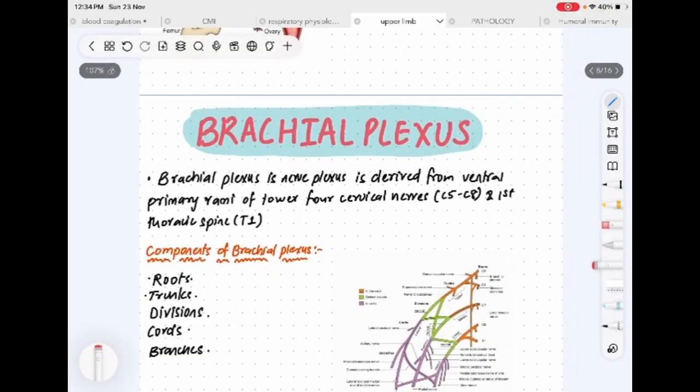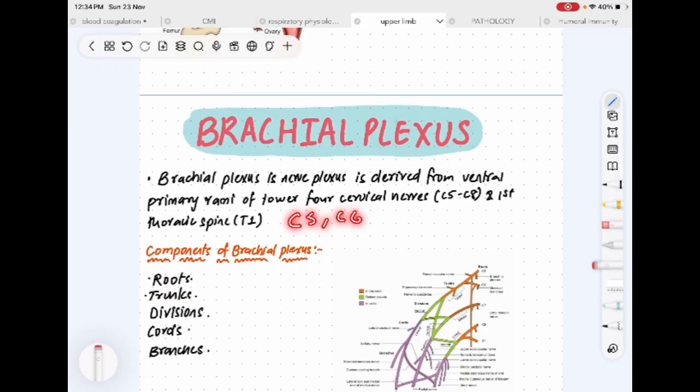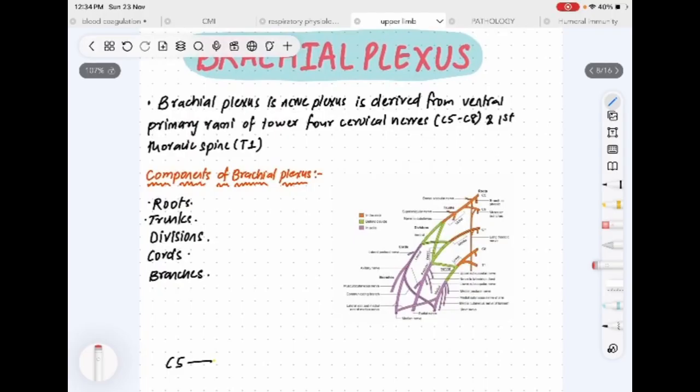Now, it is written as the lower four cervical nerves, that is C5 to C8, and the first thoracic spine, that is T1. So the root values of brachial plexus, the roots from where brachial plexus emerges, are C5, C6, C7, C8, and T1. Now, let us look at the components of brachial plexus.